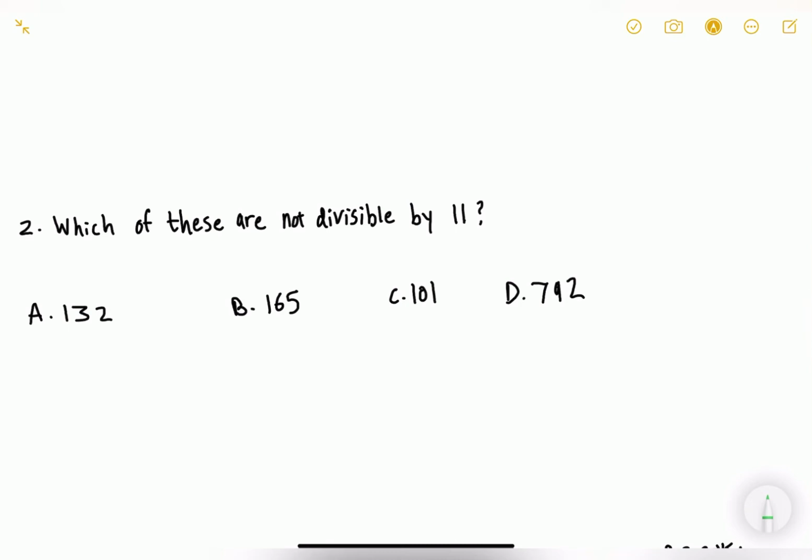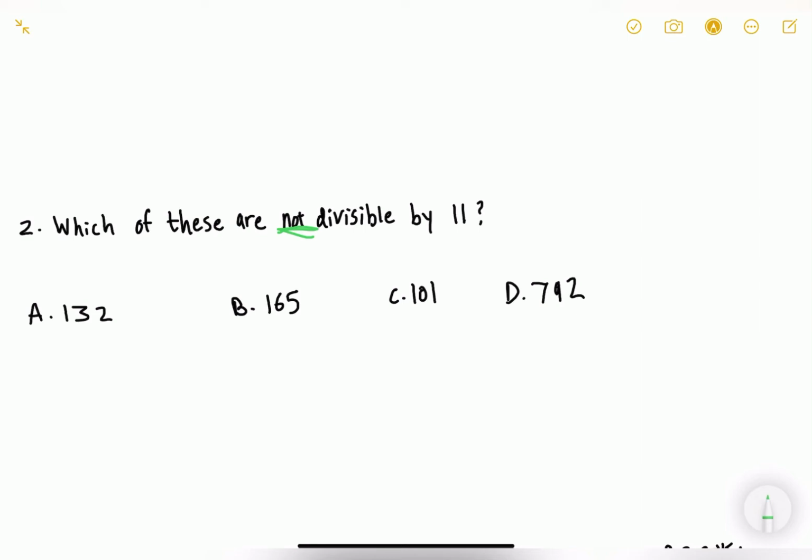Which of these is not divisible by 11? First of all, we have to talk about the divisibility rule of 11. The divisibility rule of 11 is that the difference of the alternating sum of digits is a multiple of 11. So what does that mean?